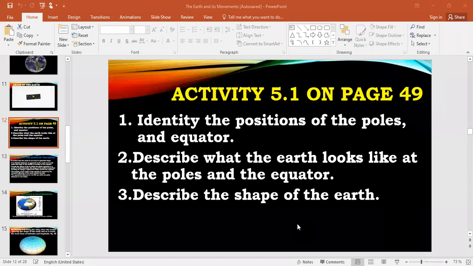Excuse me, teacher. May you please repeat the answer for number 2? Number 2, who gave us the answer? Lina, please. The answer for number 2 is the Earth is flat at the poles and swollen at the equator. So flattened at the poles and then swollen at the equator.